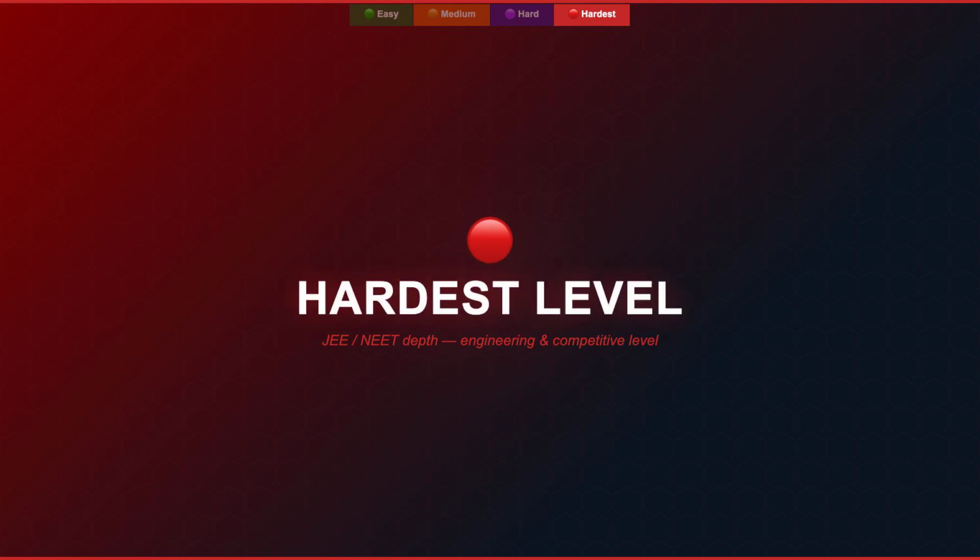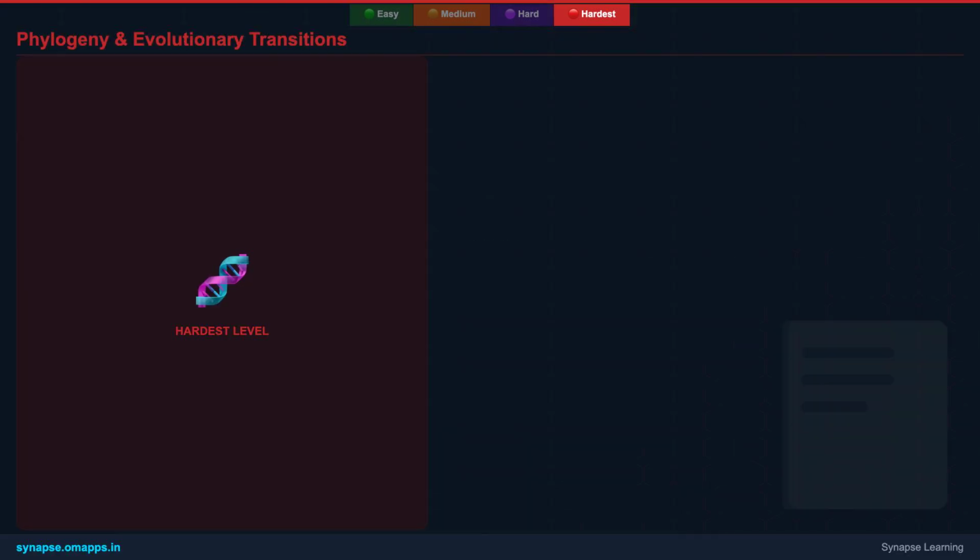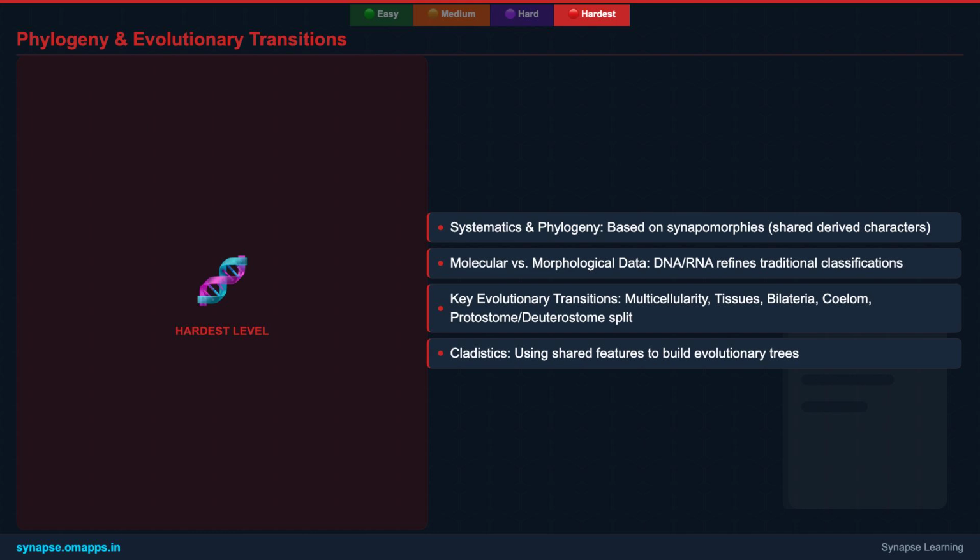Now, for the ultimate challenge. We are diving into the competitive depth, exploring advanced concepts that will give you an edge in NEET and beyond. At the hardest level, we connect salient features to the grand narrative of animal phylogeny. Systematics uses shared derived characteristics, or synapomorphies, like the column or notochord, to construct evolutionary trees.